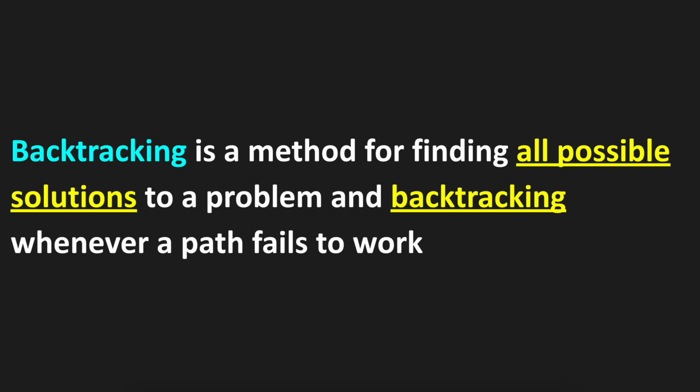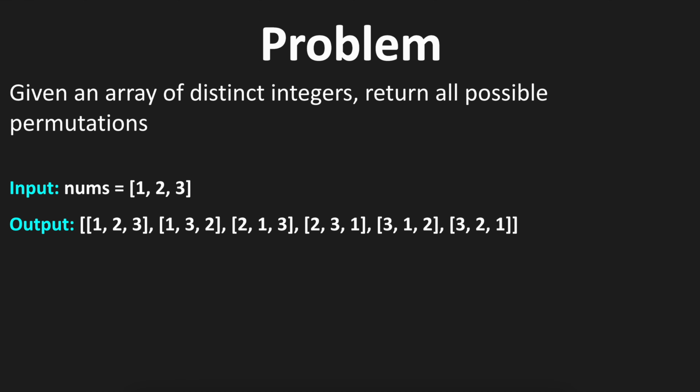Backtracking is a method for finding all possible solutions to a problem, and we backtrack whenever a path fails to work. So for example, let's take this example. We are given an array of distinct integers and we need to return all possible permutations.